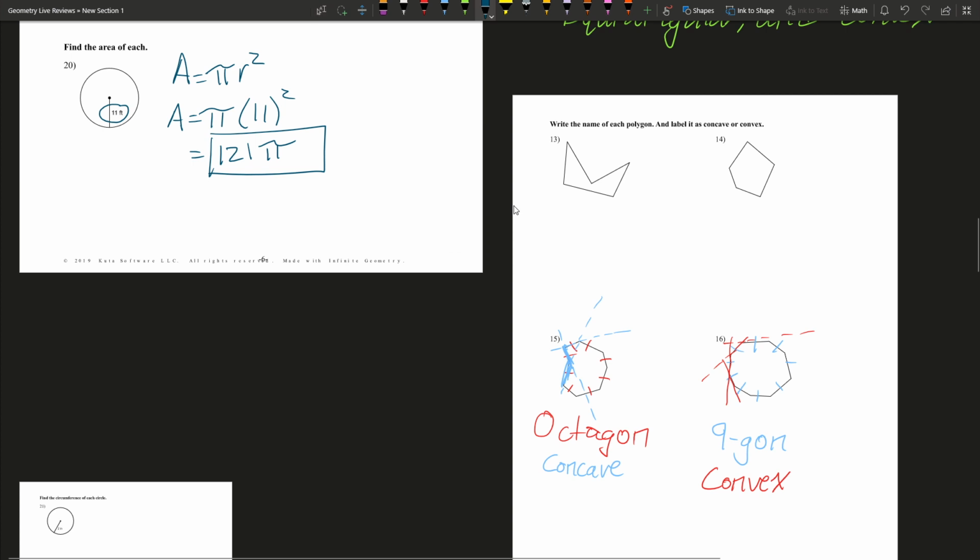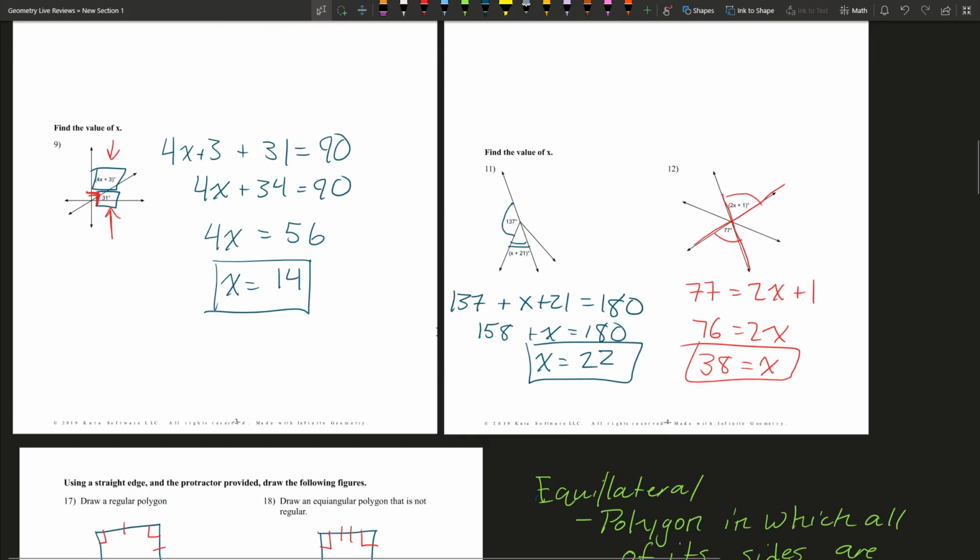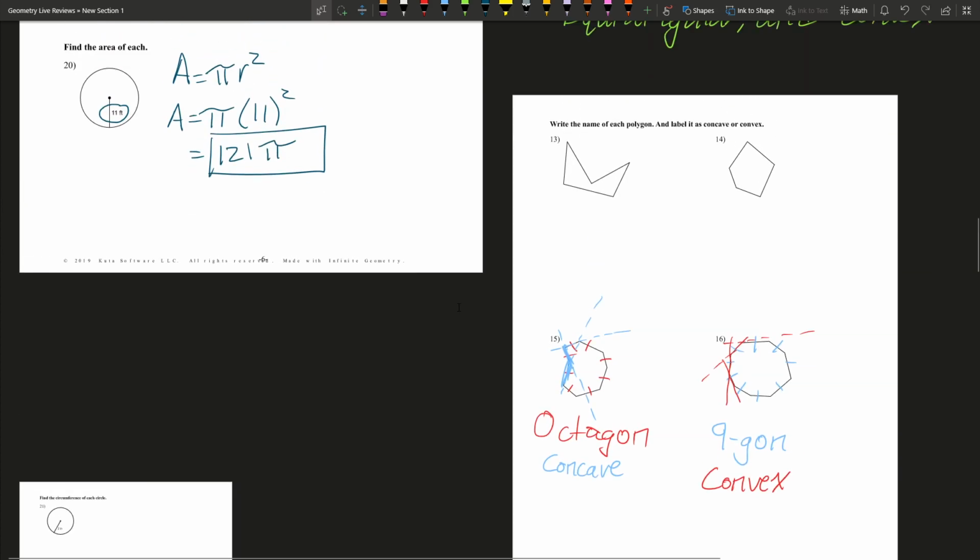Number 13, again, you just count the sides. We just skipped around a bunch. That's okay. 13, count the sides. So this is a pentagon. And it is concave. So there's a concave pentagon. Again, we know it's concave because if we were to extend this side, that line goes through the interior.